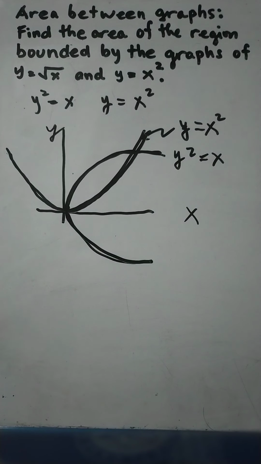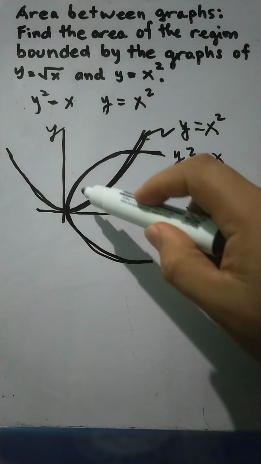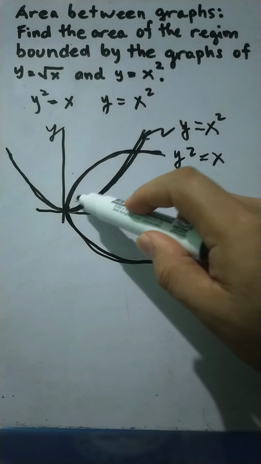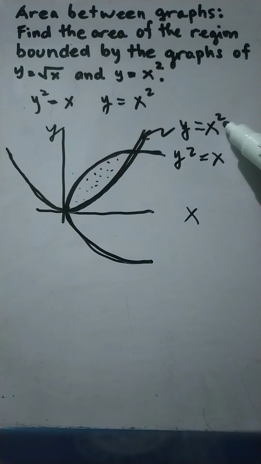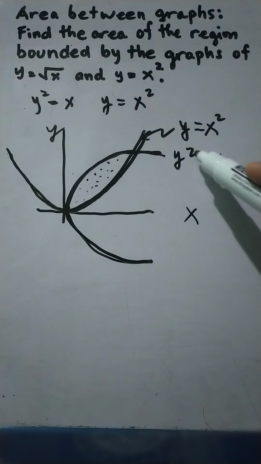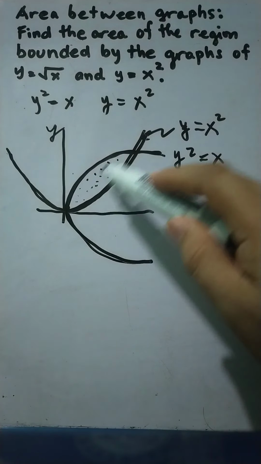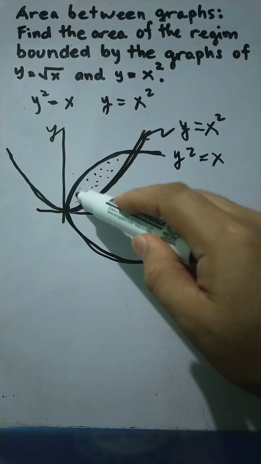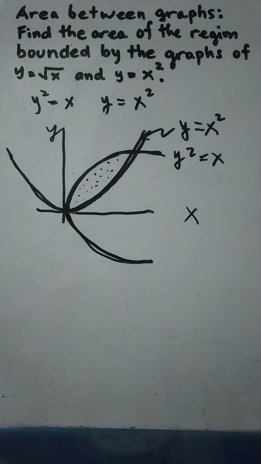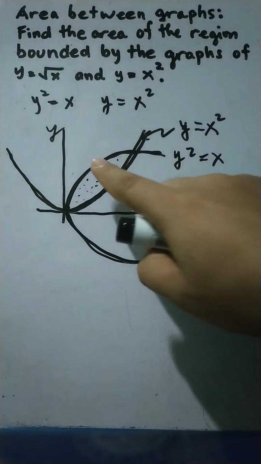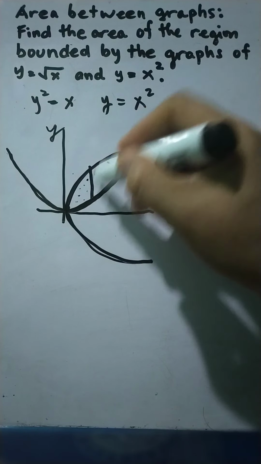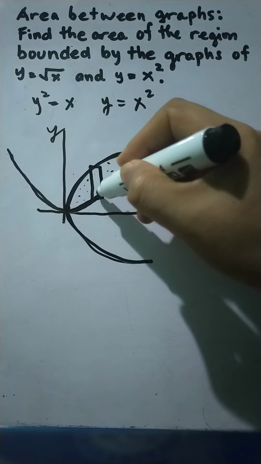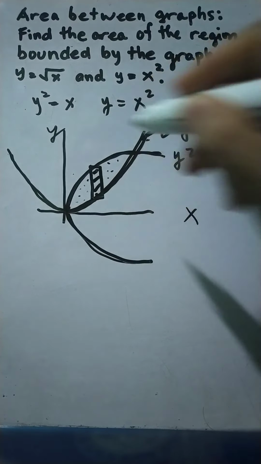Now the question is, find the area of the region bounded by the graphs. In other words, we're going to find this region which is bounded by the two graphs, y equals x squared and y squared equals x. The area bounded by the two graphs is this area. Now to solve this area, we will apply a vertical strip.